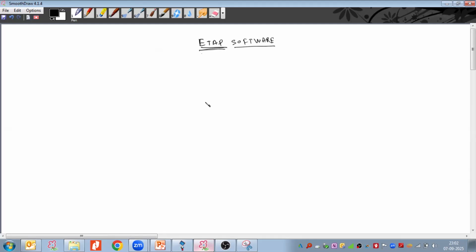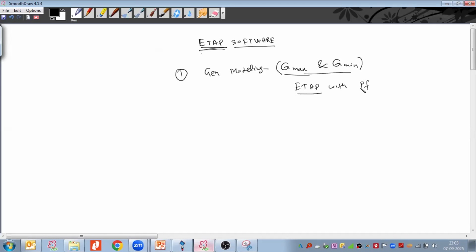Generator modeling. Yeah, so we discussed the generator modeling. In the generator modeling, we discussed the Qmax. What is the meaning of Qmax? And what is the meaning of Qminimum? So first we understood the basic concept about the Qmax and Qminimum. And thereafter, we discussed how to calculate the Qmax and Qminimum in ETAP with the help of the power factor, right?